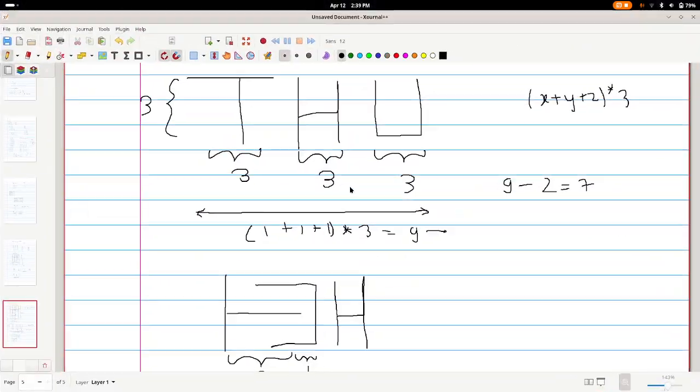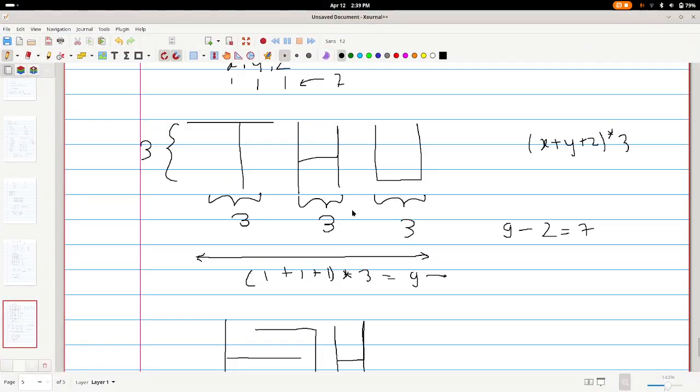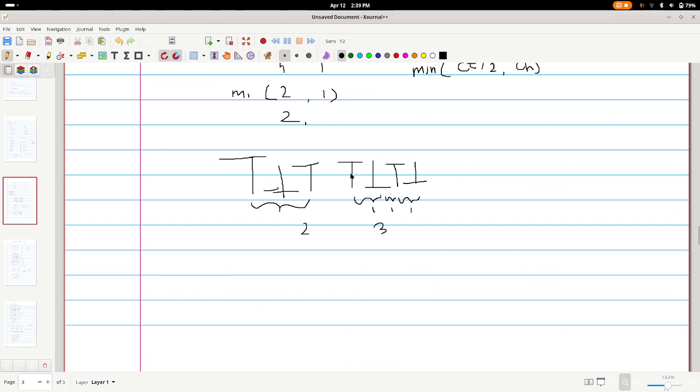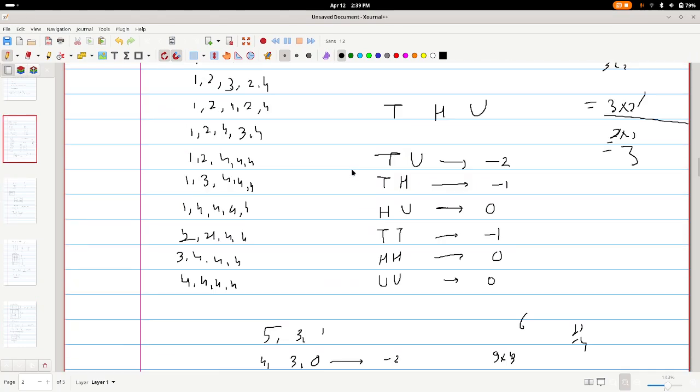So what I did was, as you can see somewhere over here, I tried, you know, I have to select two shapes out of these three, and the total selections can be 3. So how much space can be saved by combining T and U? And the answer is 2.